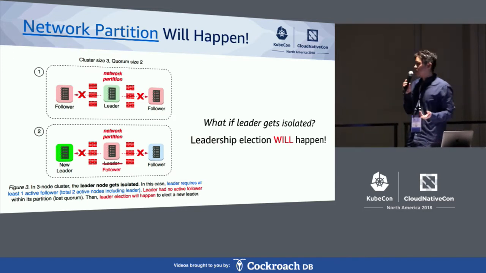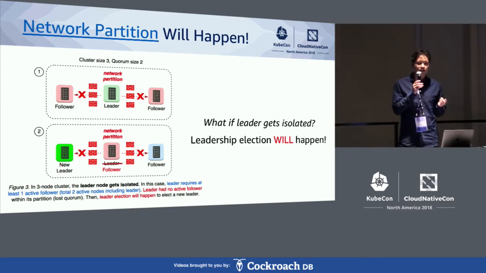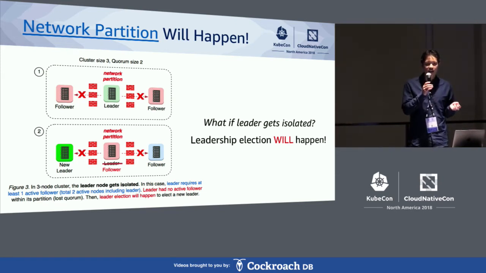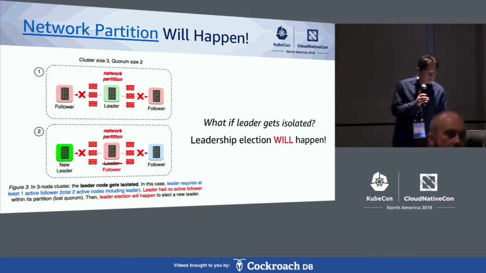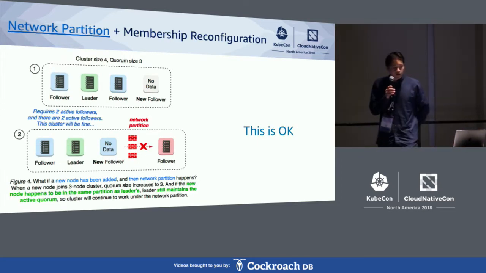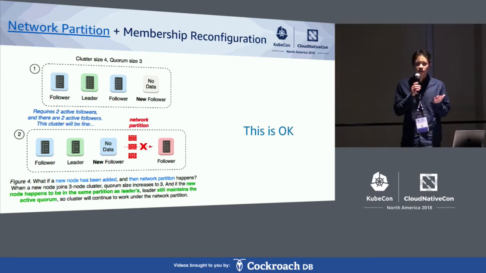But what if the leader's node becomes isolated? In this case, the leader does not maintain the active quorum. So the leader has to revert back to follower after election timeout, and that can affect the cluster availability. But what if we have both? What if we have a network partition and a membership reconfiguration?